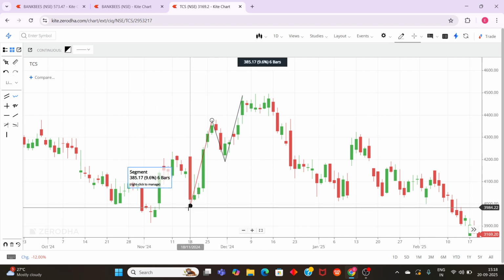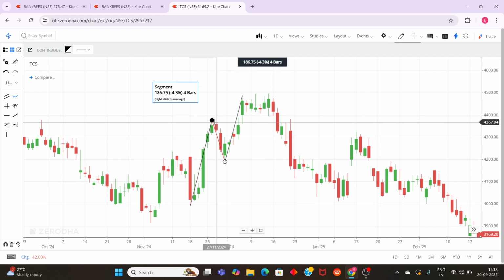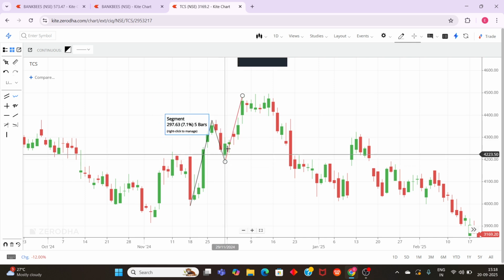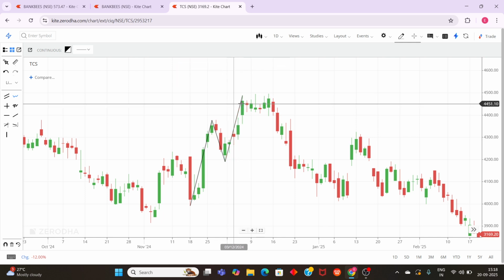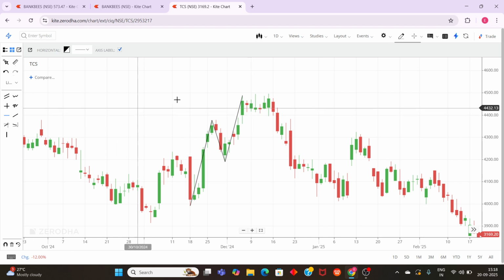Correct, let me explain. So price started from here, made the new high, pullback happened, again made the new high. Okay, then again you'll wait for the pullback to happen. Okay, but however, so you'll be taking a trade. So let me draw the horizontal line here.